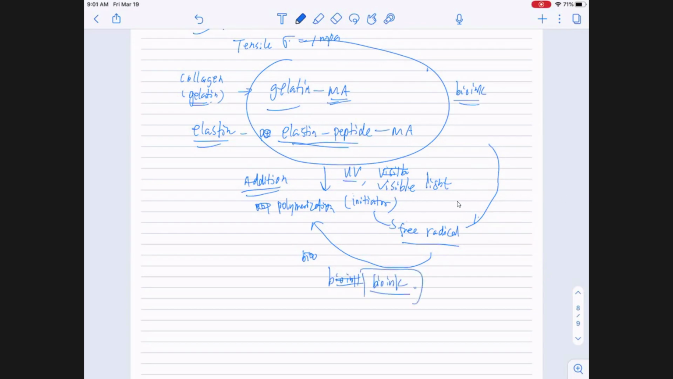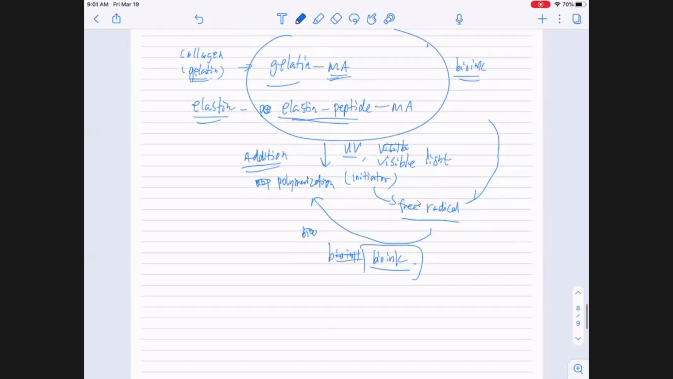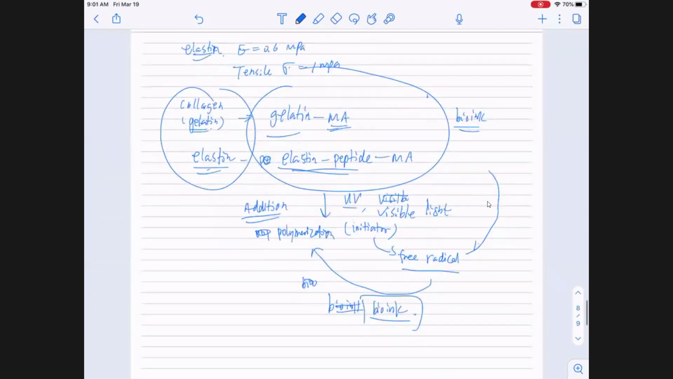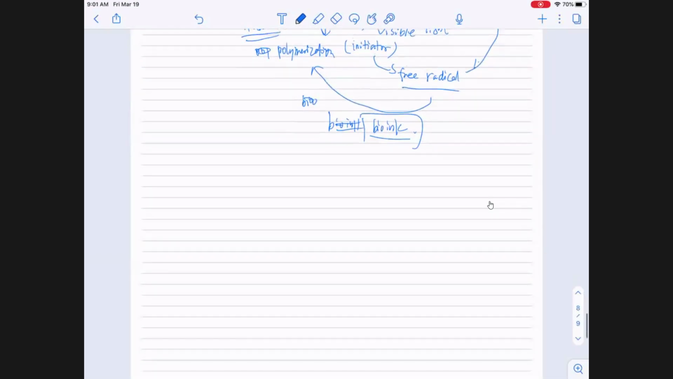And you can tune the concentration of these two parts to make the elastic property for your tissue, for blood vessel, or for brain tissue, or even heart valve right now. Everything is possible with these two materials. That's very interesting. Gelatin and elastin are very nice materials to try. So that's what I talked about.